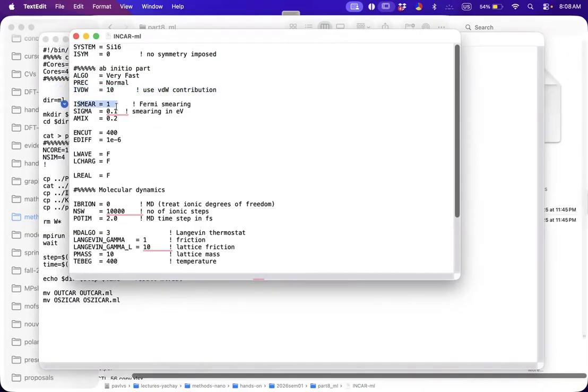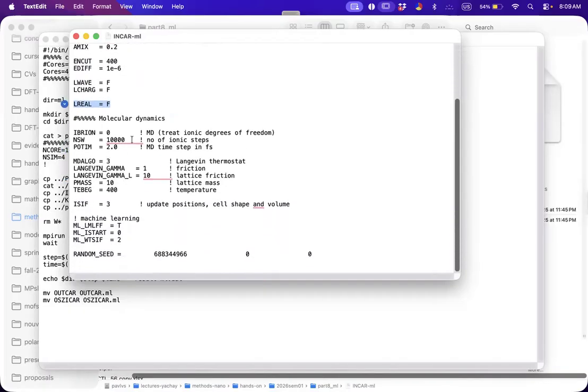In this case, ISMEAR is one. Why? Because we are going to have a metal-like system. Sometimes the system will behave as a metal, depending on the structure. So that's the reason we use this. This is just to improve the speed of the calculation, no worries. Remember the cutoff energy was 400. And now we put the total energy convergence at 10 to the minus 6. By default it's 10 to the minus 5, but we are going to increase it a little bit. We are not going to save the wave functions and also the charge density, and we are going to run in reciprocal space. So this is a very accurate calculation.